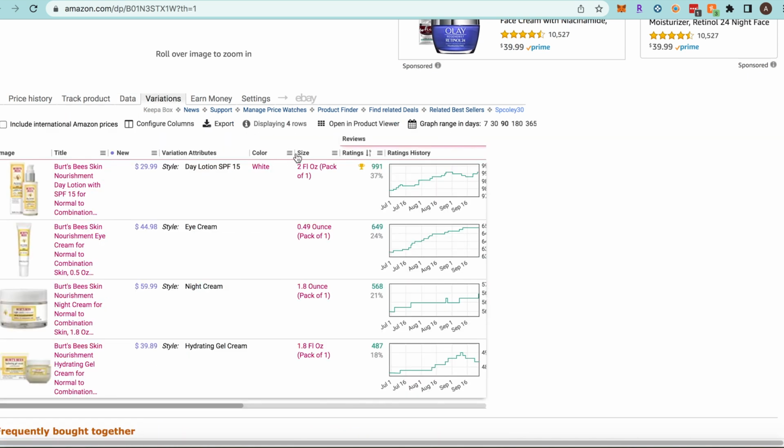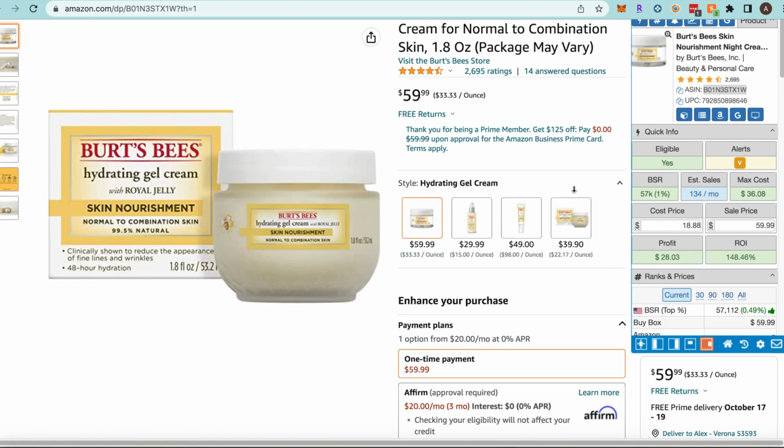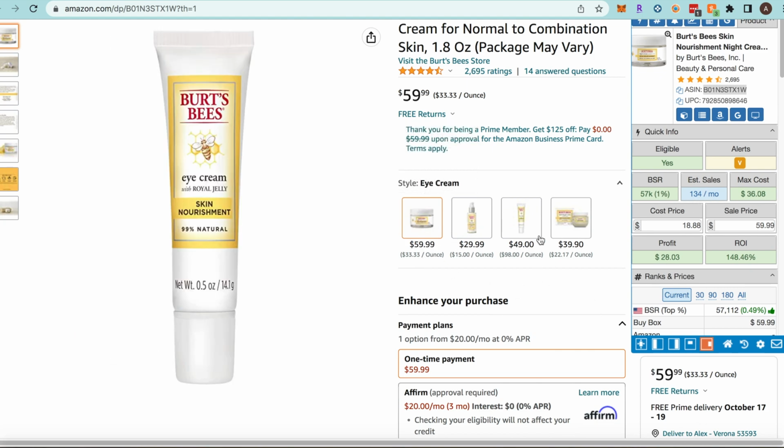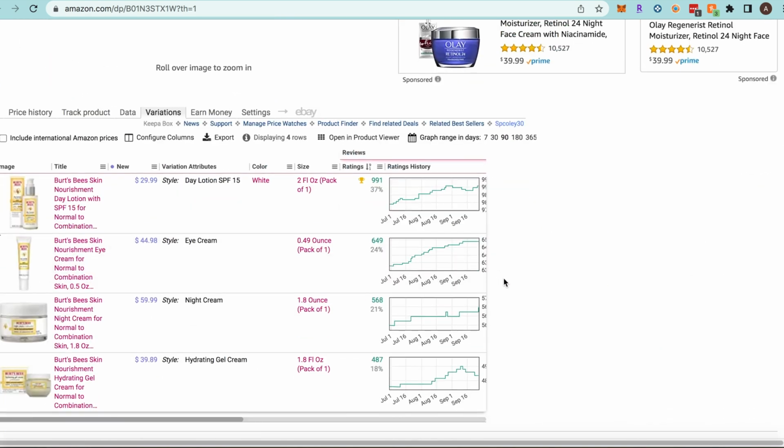Next tab we're going to look at is variations. When a product has multiple variations, we have to really take that into account because the sales rank and estimated sales per month is over all of the variations. It's not this specific one is selling 134 times a month. It's all 4 of these combined are selling 134 times a month.